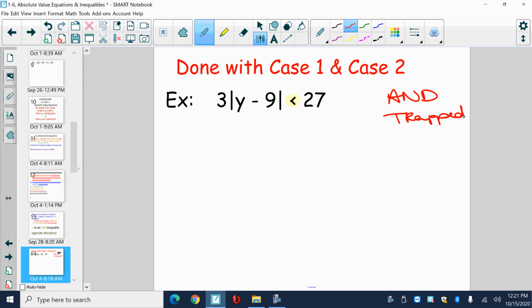Okay? So the very first thing we're going to do is we're going to isolate our absolute value. So if I'm isolating my absolute value, I need to get rid of the number 3 attached to this. When I do that, I'm going to get the absolute value of y minus 9 is less than 9. So I've done that. The next step is to check to see if it is possible. Well, absolute value is always positive, and that is going to be less than a positive outcome. Are there numbers in the world that are less than other positive numbers? The answer to that is yes. So therefore, this is possible.